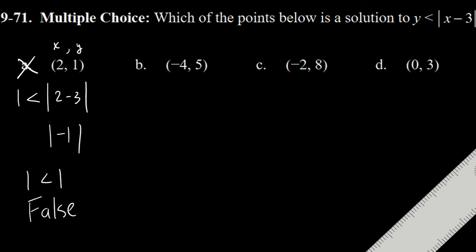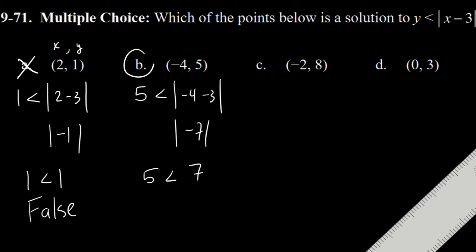But what about B? On B, we've got 5 for our y value, and the question is 5 less than the absolute value of negative 4 minus 3? Well, negative 4 minus 3 is negative 7, so we're looking at the absolute value of negative 7, which is 7. Is 5 less than 7? Yes. So B is a solution.